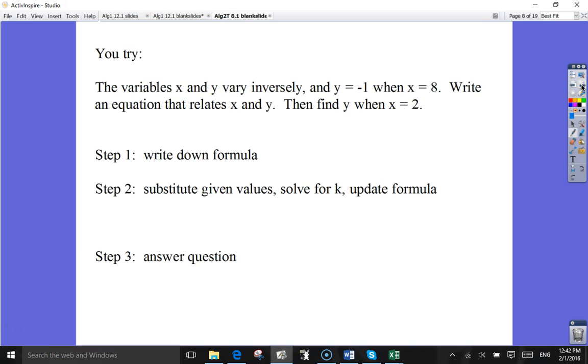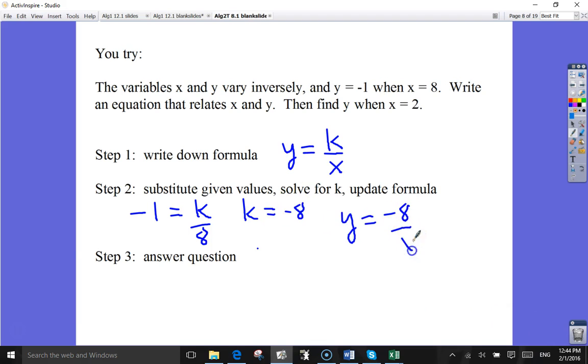Try that. Write down the variation, y equals k over x. Substitute values, -1 equals k over 8. So k equals -8. So y equals -8 over x. All right, answer the question. Find y when x equals 2. Y equals -8 over 2, which is -4. Right? Too easy.